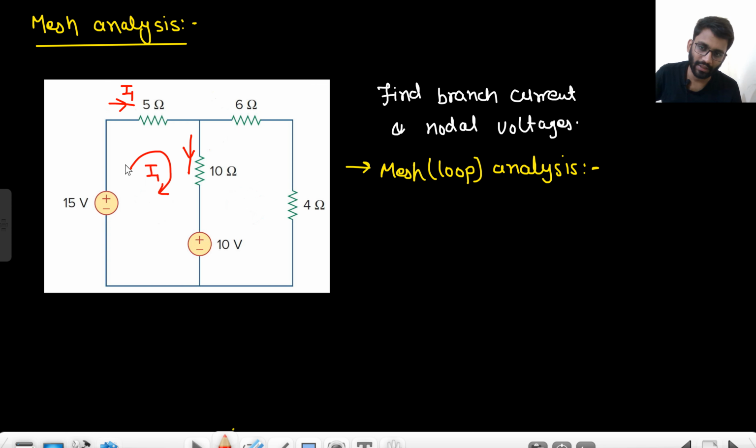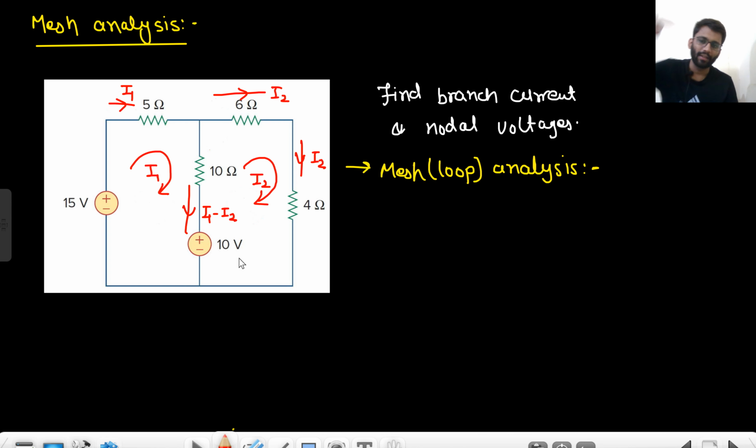So let's just assume in this loop we are having I1 current and in this loop we are having I2 current. So what do you think, what will be the current flowing in this branch? I2 only, because there is no component of I1 current in this branch. So what will be the current in this branch? Only I2. What will be the current in this branch? That will be I1 minus I2, right? I1 current is going downward and I2 current is going upward. So I1 minus I2.